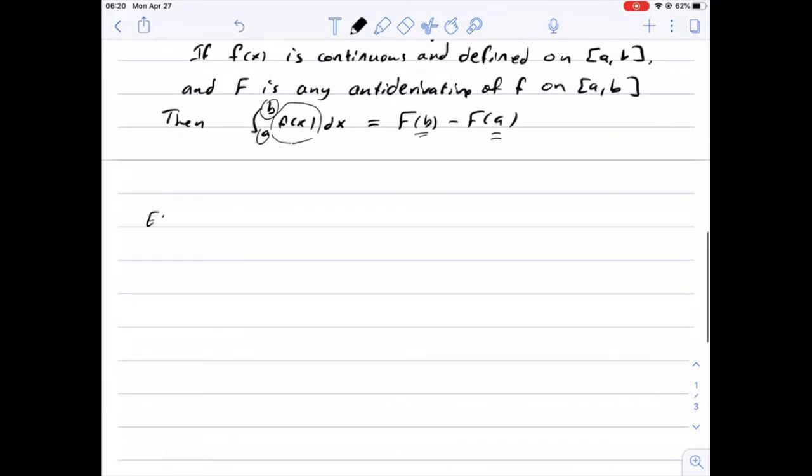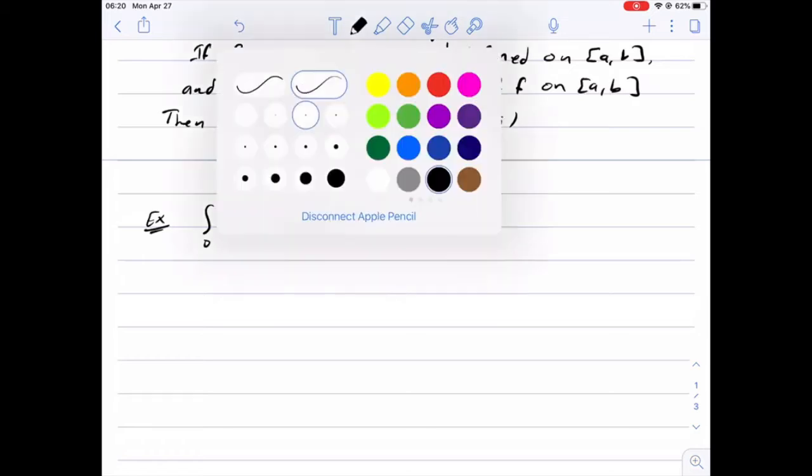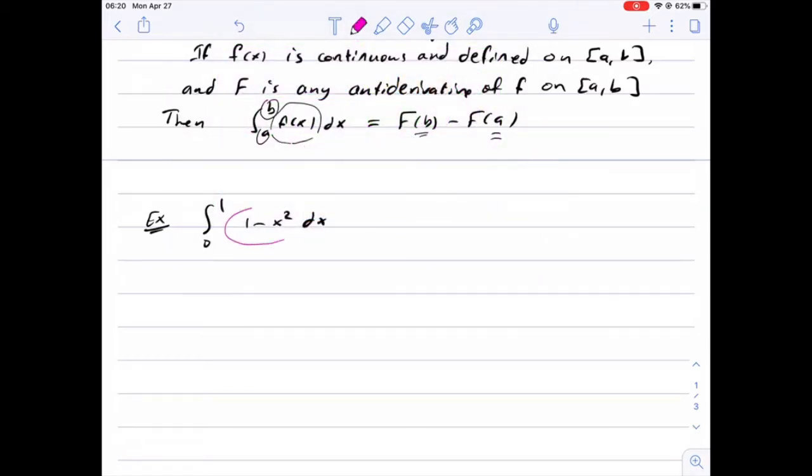Let's take an example. If we have the integral from 0 to 1 of (1 minus x squared) dx. Now instead of graphing this function and trying to find the area under that function, we can find the antiderivative of this function. What is the antiderivative of this? The antiderivative of this is the integral, as we learned in a previous section. So what is the integral of 1? It's x. What is the integral of x squared? It's x cubed over 3.